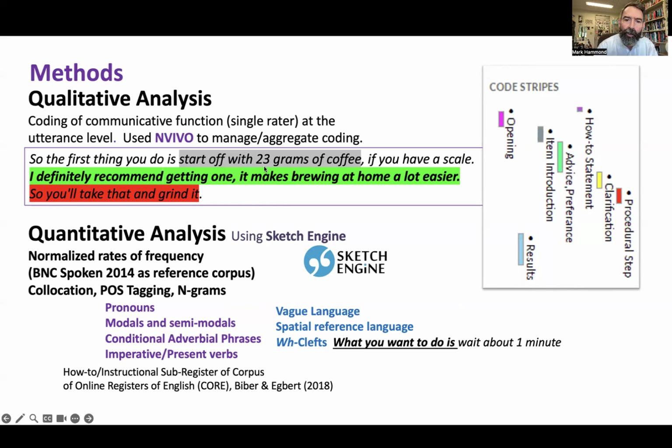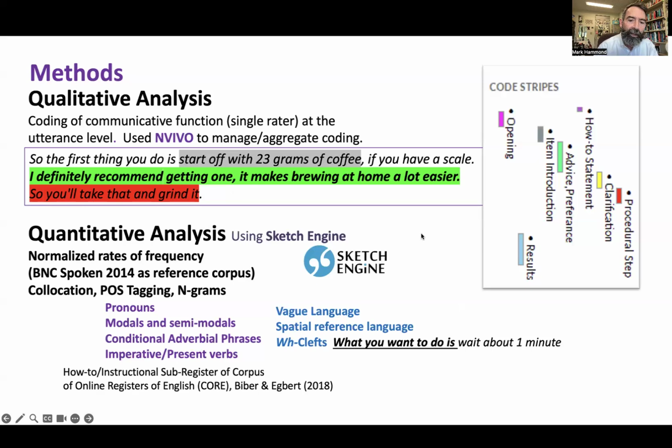To start off with 23 grams of coffee, this is talking about an item introduction. So this would be gray. The green code was advice and preference. So yeah, I recommend getting one. It makes brewing at home a lot easier. The red here is an actual procedural step, things that you would do to accomplish that task.